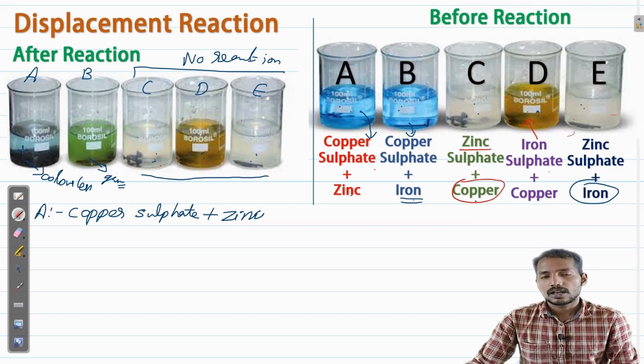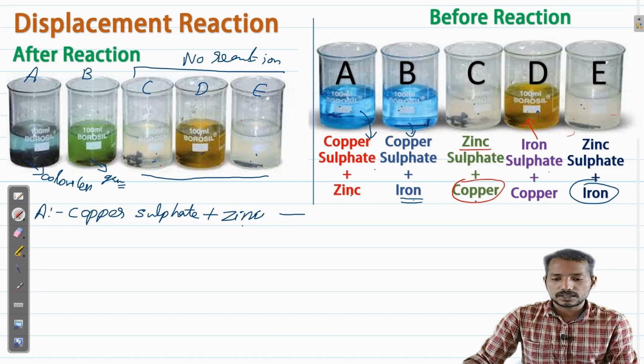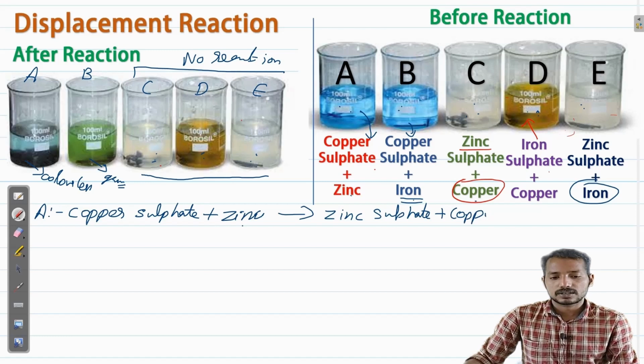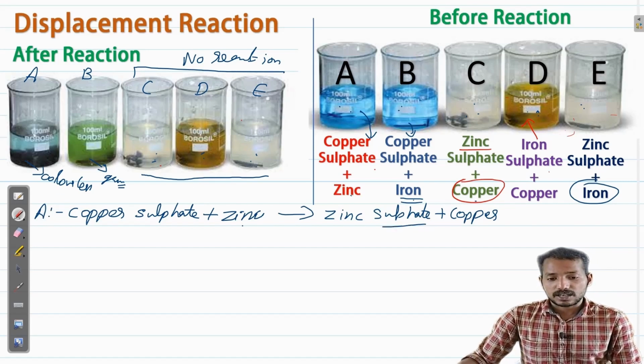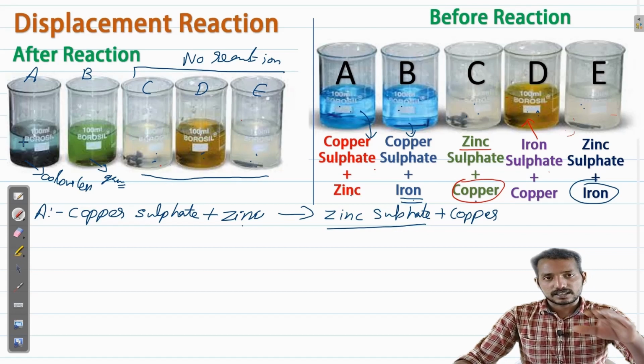Clear? It is because zinc has displaced copper and formed zinc sulfate. Zinc sulfate plus copper is displaced. Clear? That is what we have to remember. We know that zinc sulfate is colorless. Because of that, this solution is becoming colorless slowly.